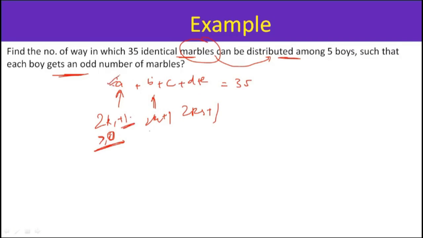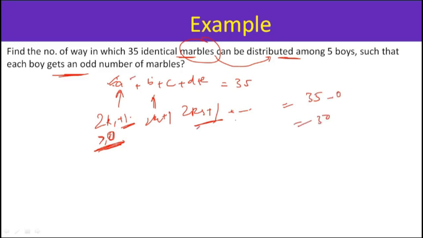So the only constraint you have for all the K1, K2, K3 is it has to be greater than or equal to 0. So that's it. You replace everything with this new variable 2K plus 1 and then set it equal to 35. There will be plus 1 from each of the 5 variables. We'll subtract this. This will be 30.